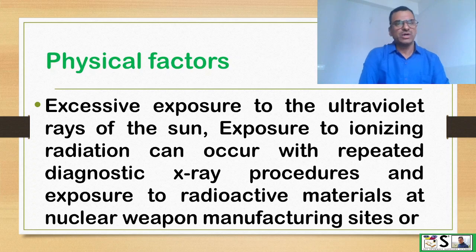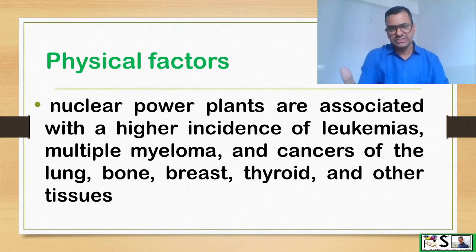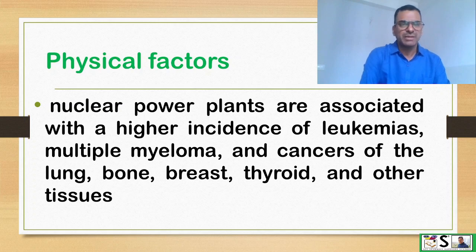Excessive exposure to ultraviolet rays of the sun, and exposure to ionizing radiation, can occur with the repeated diagnostic X-ray procedures and exposure to radioactive material at the nuclear weapon manufacturing sites or nuclear power plants. These are associated with the higher incidence of leukemias, multiple myelomas, and cancers of the lung, bone, breast, thyroid, and other tissues.